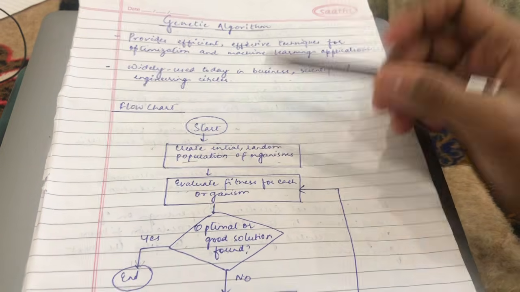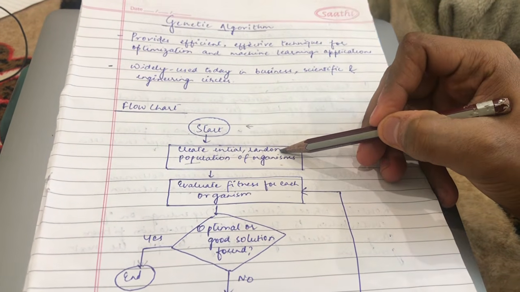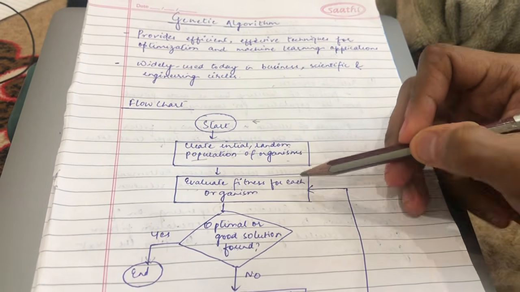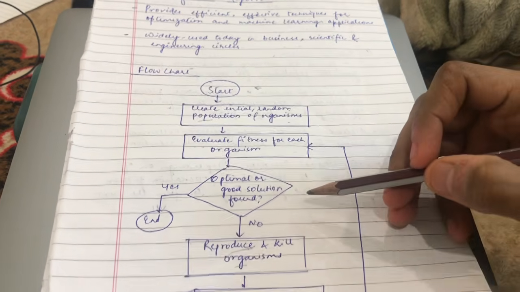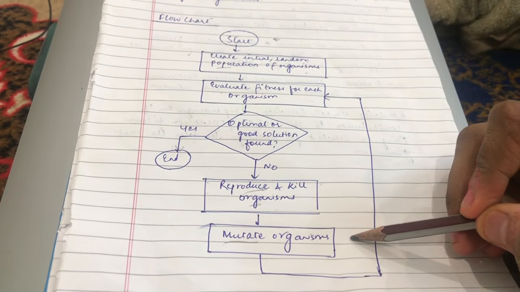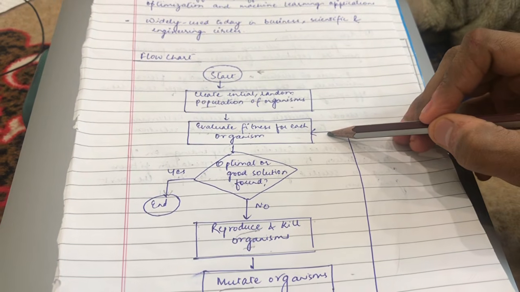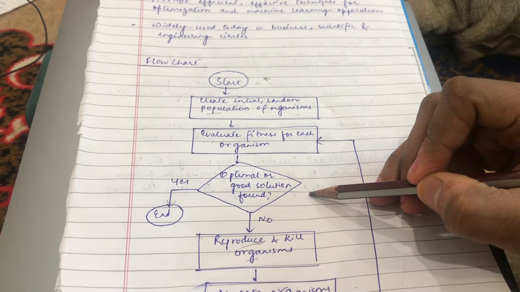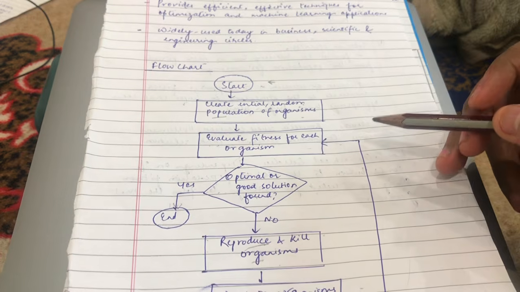We start with the problem statement. We create an initial random population of organisms. Then we evaluate the fitness for each organism. We look at whether an optimal solution has been found or not. We reproduce and kill organisms, we mutate those organisms, and then we again evaluate the fitness for each organism, and then we see whether a good solution has been found or not. If yes, then we end the algorithm, otherwise we continue with the algorithm.